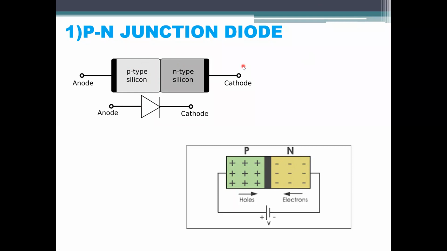The P-type material acts as the anode because it contains majority holes, and the N-type acts as the cathode due to majority electrons. Holes are positive and electrons are negative. This is the P-type and this is the N-type, and by combining both, we can generate the PN junction. There is one important term related to this PN junction, that is the barrier potential.